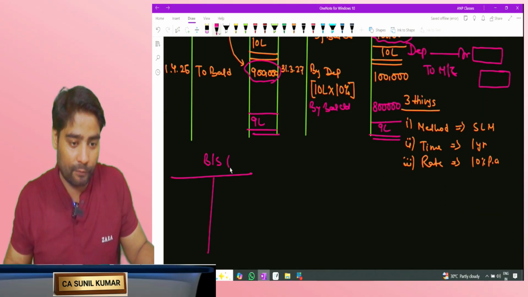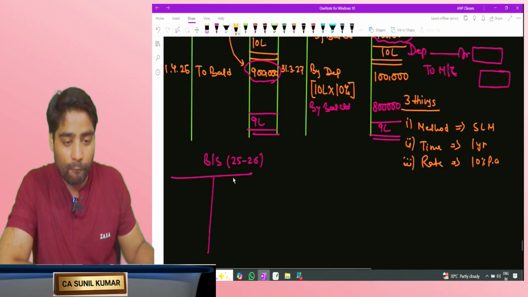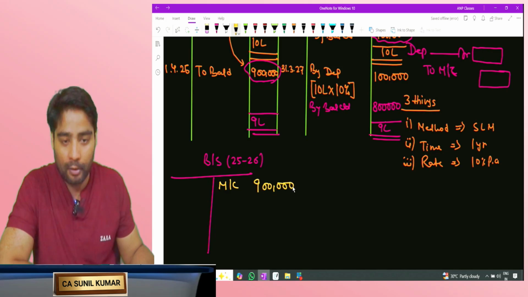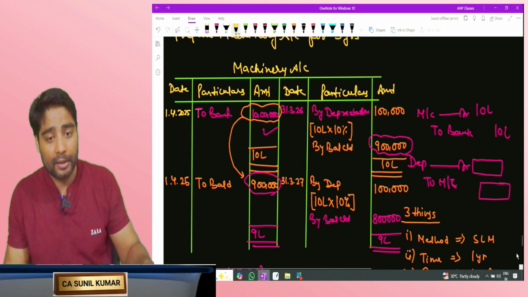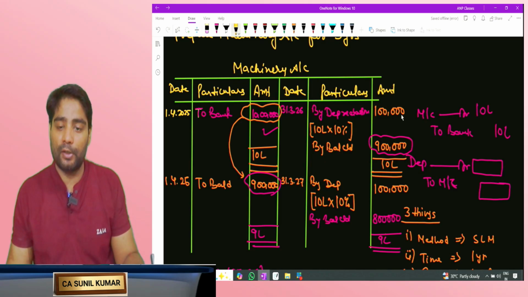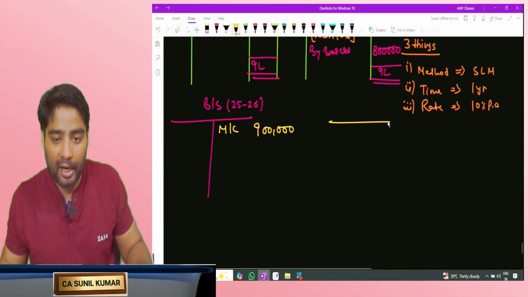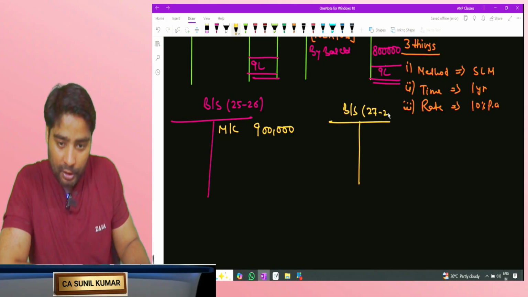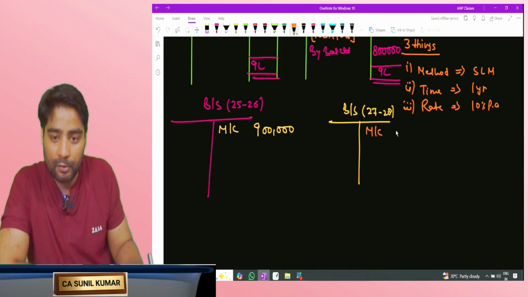Now in the balance sheet of 2025-26, what will be the value of machine? Sir, value of machine will be shown at rupees 9 lakh. Why? Because I have purchased for rupees 10 lakh on 1st of April, but on 31st March 2026 I have charged depreciation 1 lakh and deducted the value, so the closing balance will be 9 lakh. And if I prepare the balance sheet for 27, 28, then what will be my value of machine? The value of machine will be 8 lakh.